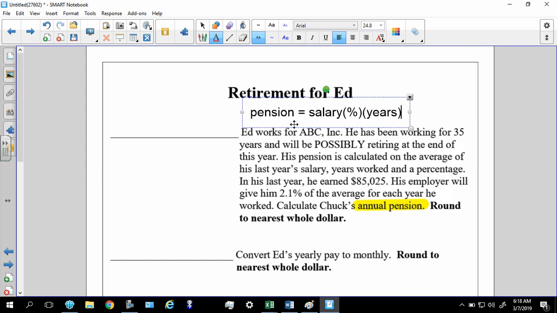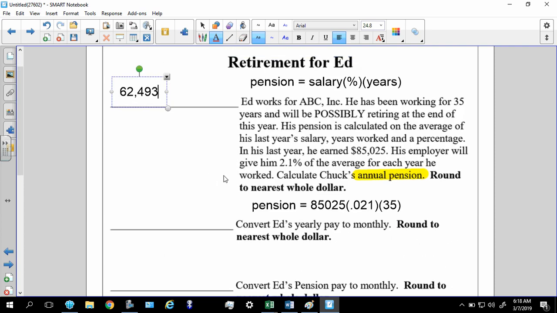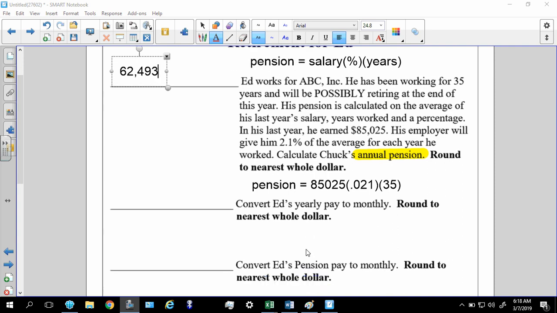All right. So here we go. To get the pension, I'm going to take his salary, which is $85,025, times that by the percentage as a decimal, and I'm going to times it by his years, which is 35. So when I do that, I get a grand total of $62,493. Now, here's what we're going to be dealing with Ed.